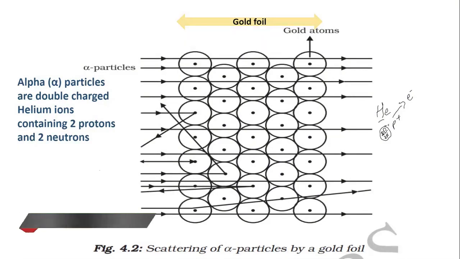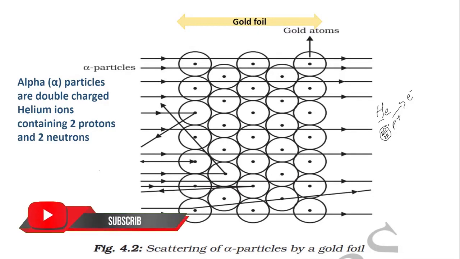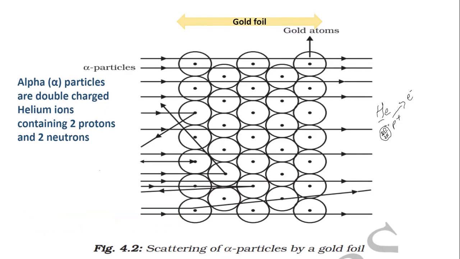So that means the atom has a lot of empty space, and all the mass is concentrated in a very small, very narrow region. This narrow region contains the mass, which is made up of the positive charge, and this positive charge is occupying a very small space.